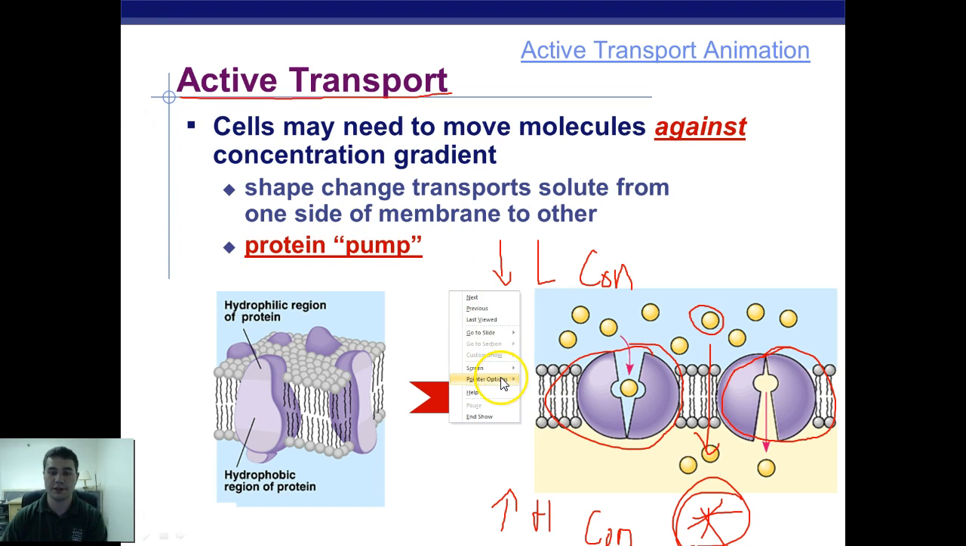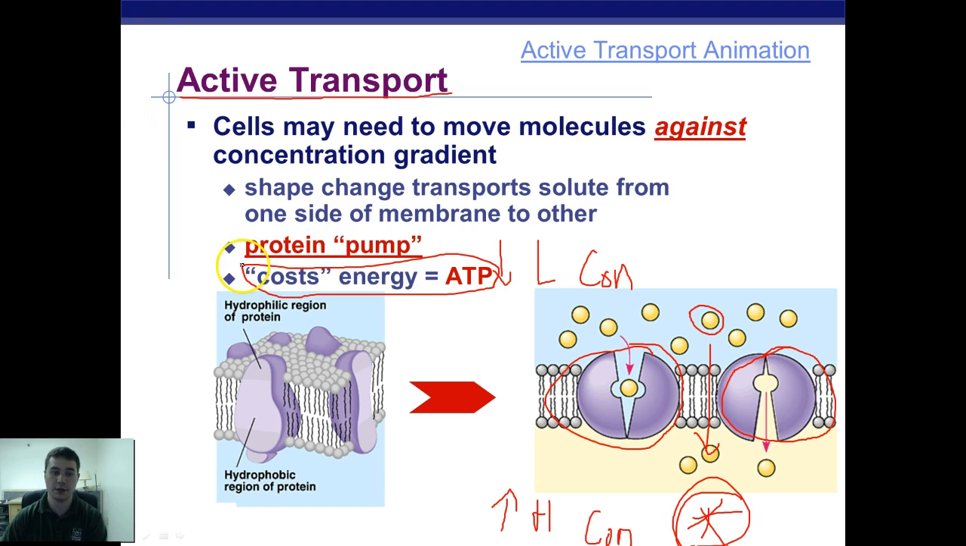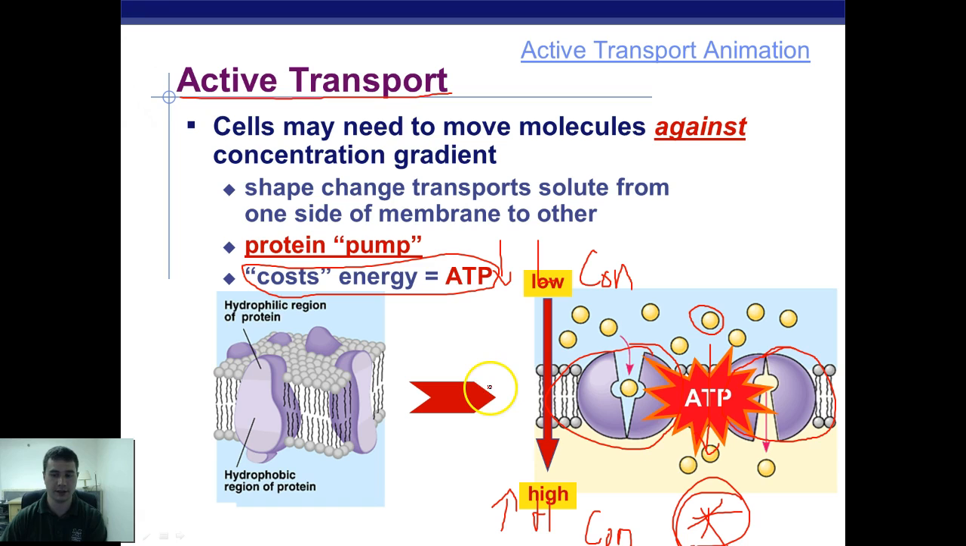So a lot of times these are referred to as protein pumps because they are proteins and they actually pump against this gradient here. However, these pumps cost energy in the form of ATP, which we'll learn later. We learned before that ATP is produced in the mitochondria, but we'll learn about it more in depth when we get to metabolism. So you can tell that this right here is a low concentration to a high concentration gradient. So this is against the gradient itself. And it requires ATP, as you can see by our little cartoon.